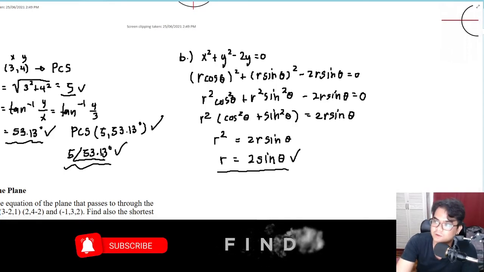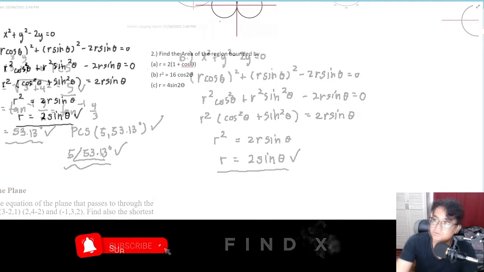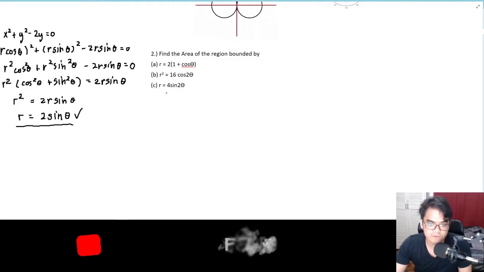So let's move on to number 2. For number 2, find the area of the region bounded by.